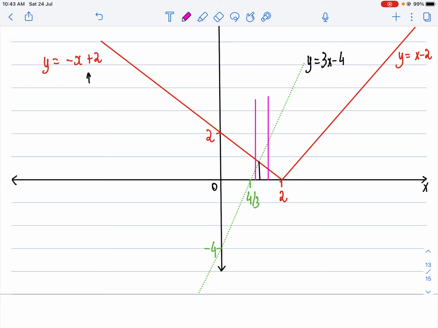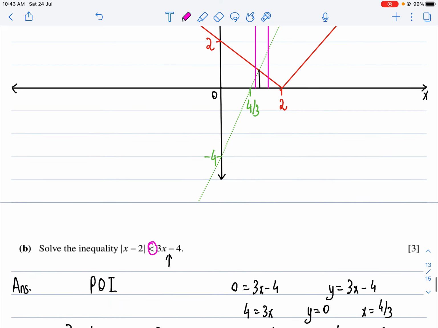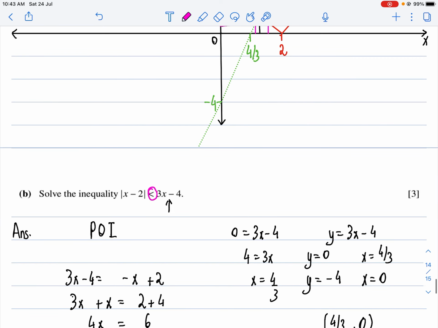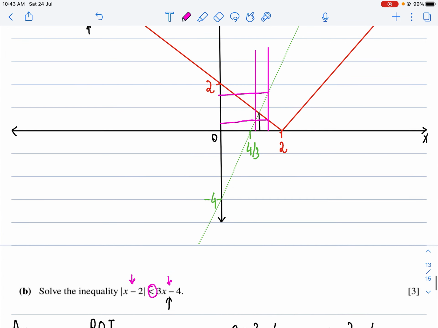Now, what do you need? You need the green dotted line y coordinate to be more than the red. Correct? If you see the y coordinate which the green dotted line produces and the y coordinate which the red line produces, the green dotted line produces a higher y coordinate. That's what you need, because you need 3x minus 4 to be more than the modulus expression. That means this purple line satisfies the inequality, and it lies to the right of the point of intersection, which is here in black.